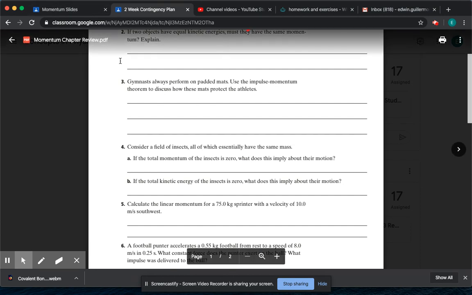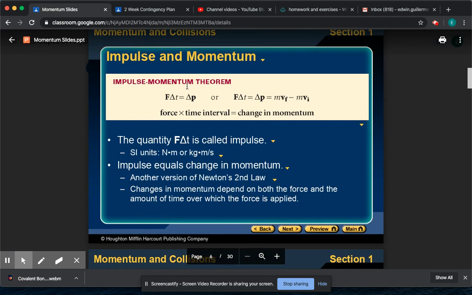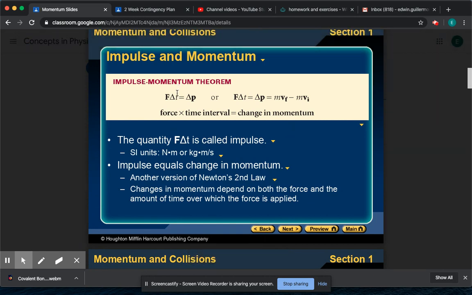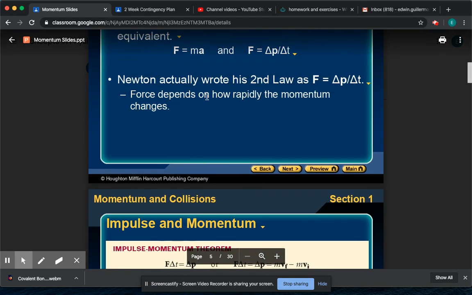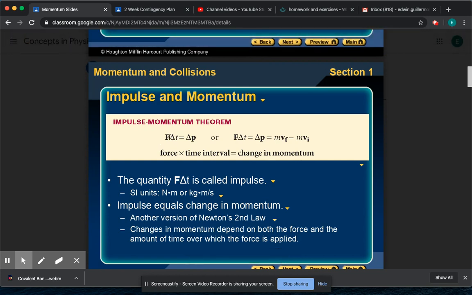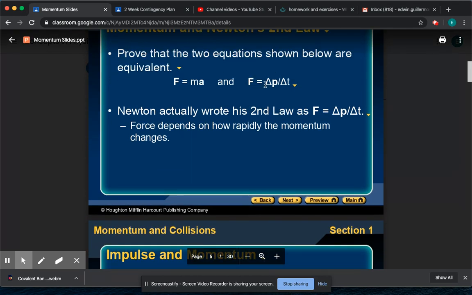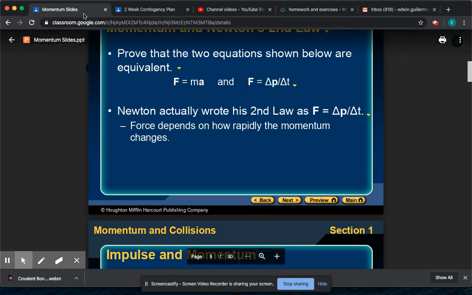What is the impulse momentum theorem? Impulse momentum theorem is this. It is saying that the force times the change in time is equal to your change in momentum. Basically, this goes back to this equation right here where F is equal to delta P divided by T. So in this case, we want to get force by itself. This is the form we want to look at it in: F is equal to delta P divided by delta T.